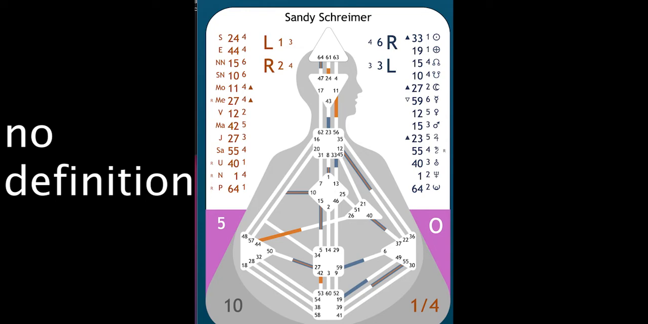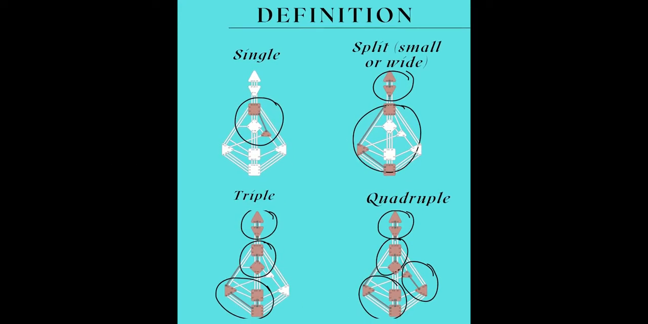All right, you guys, definition. We have no definition, like Sandy, reflector, white, completely open, no channels, no colored in centers, no definition. We have single definition, like Kim, right? One piece, it's all connected. Then we have split definition, like me. There's one piece here and one piece there. It's a split, simple split.